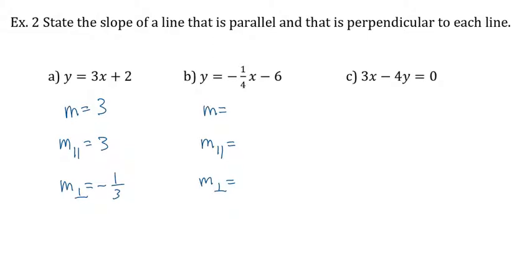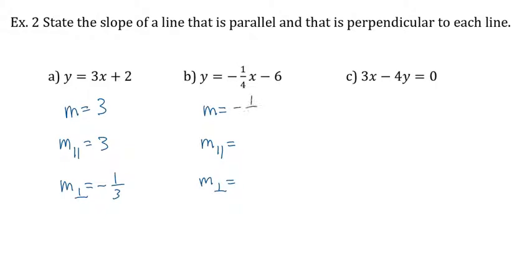So the slope of this line, again, why do we know? We already know the slope of this line, don't we? Because it's in y equals mx plus b form. You have to do that thinking every time, though, which means the slope is 1/4. Parallel slope, same. Perpendicular will be +4. Very good.